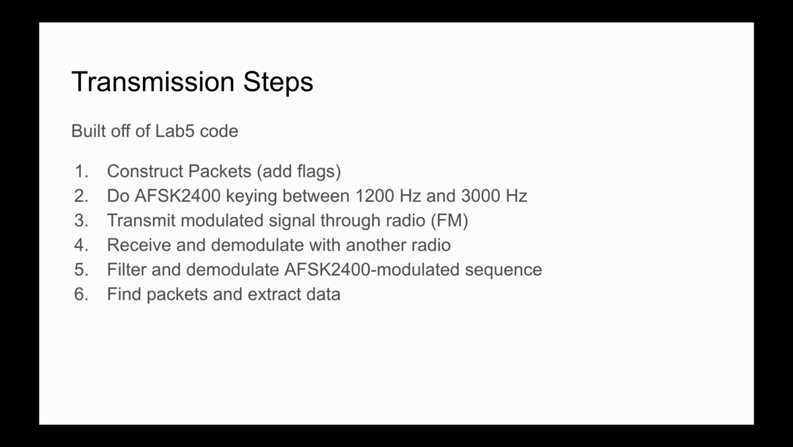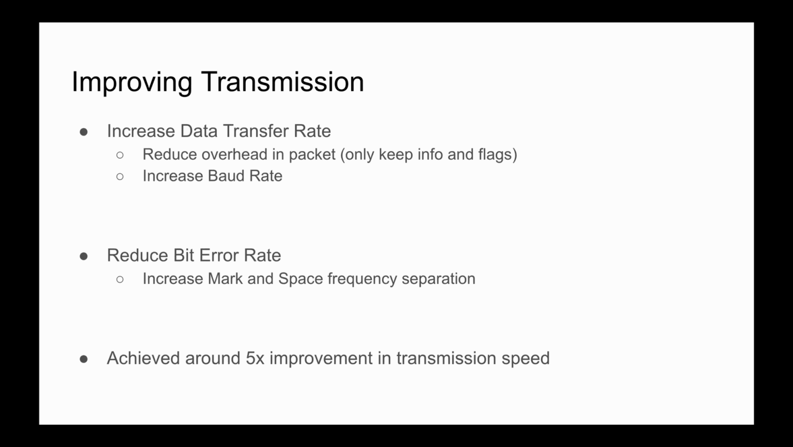For the transmission side, we just built off of the Lab 5 code. After we compress the videos, we construct the packets using the compressed data, and then we perform AFSK 2400 on the packets, and then we transmit them to one of the FM radios, and then we receive with another FM radio, filter and demodulate the AFSK 2400, and then we find the packets in the recorded sequence and extract the data to be reconstructed.